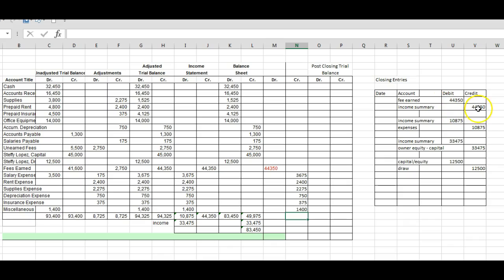In the process, we went to the income summary. So now we are crediting this income summary, in essence, right here. And that is going, or we're debiting it, I'm sorry. And we're going to credit owner's equity, or capital. So we're going to credit that for 33,475. And it's starting to look a little bit better, isn't it? Just slightly.